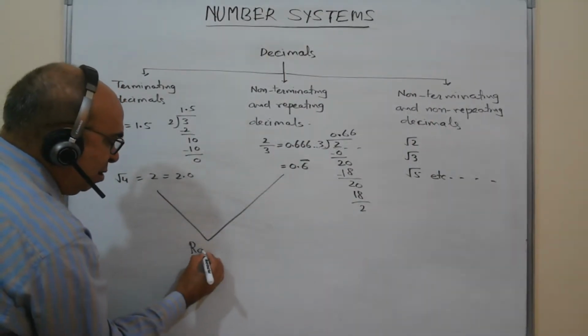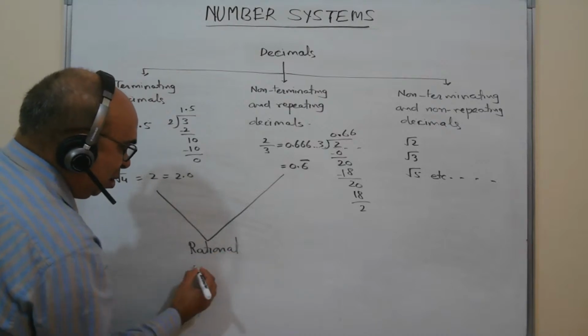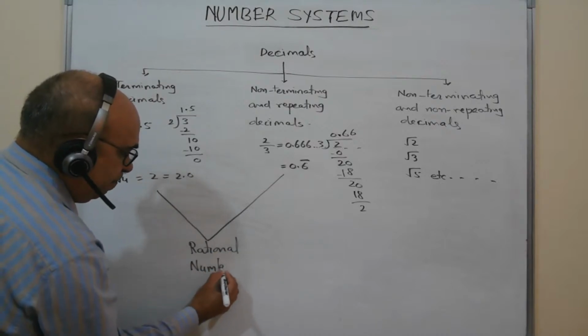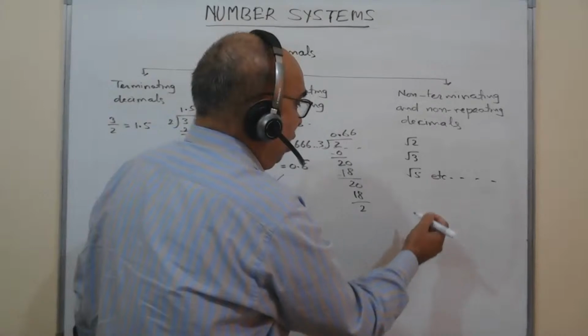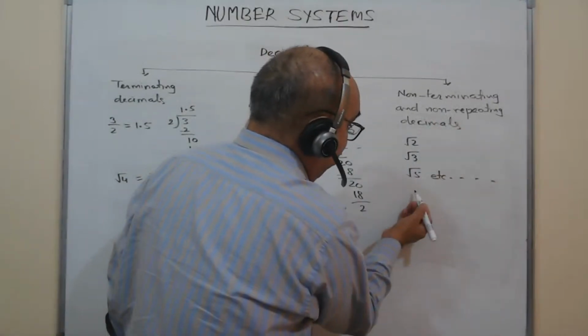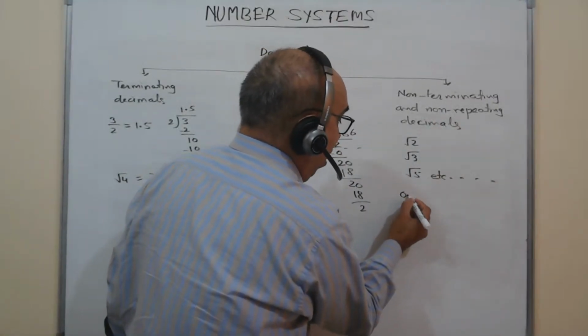So these two decimals are known as rational numbers, and this is called an irrational number. This is some more examples in decimal form.